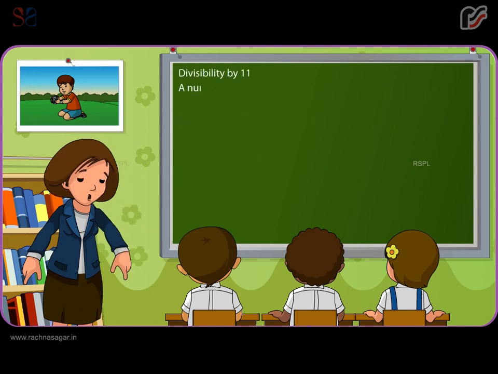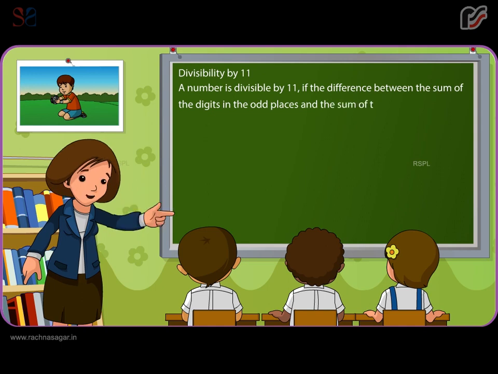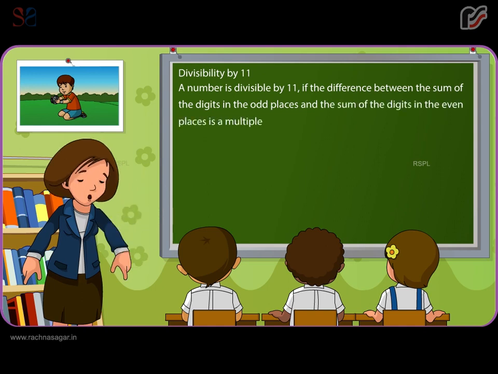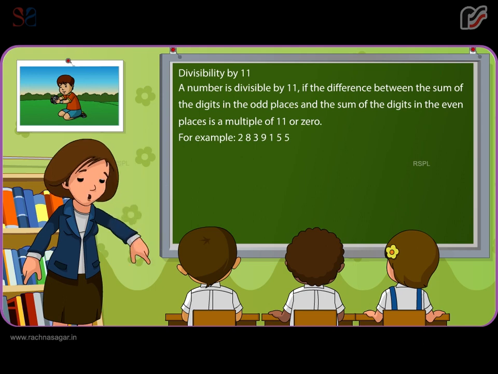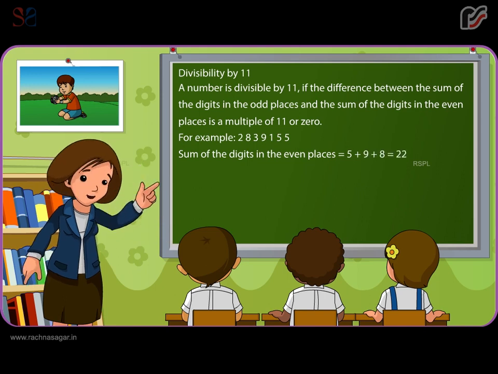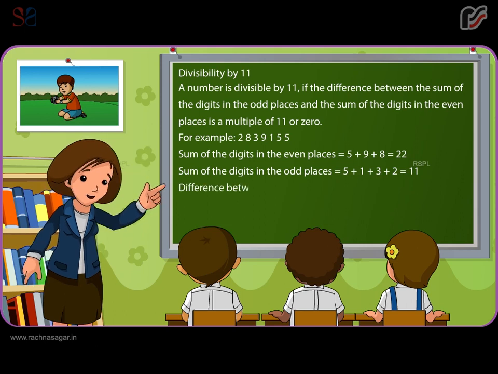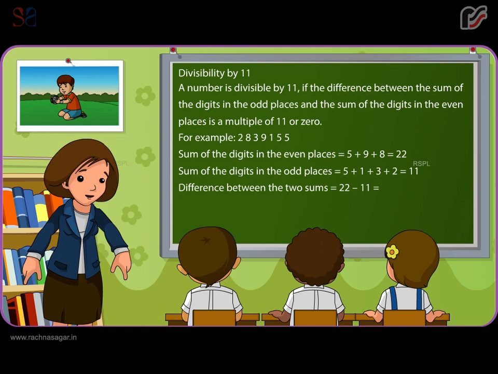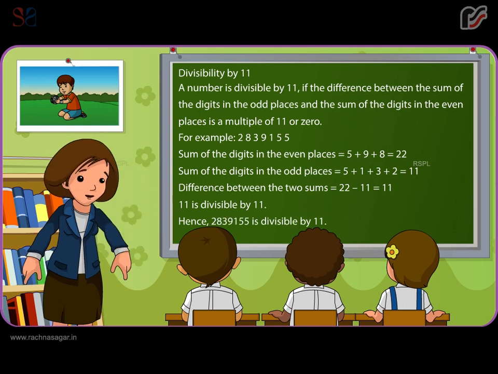Divisibility by 11. A number is divisible by 11 if the difference between the sum of the digits in the odd places and the sum of the digits in the even places is a multiple of 11 or 0. For example, 2,839,155. Sum of the digits in the even places is equal to 5 plus 9 plus 8 is equal to 22. Sum of the digits in the odd places is equal to 5 plus 1 plus 3 plus 2 is equal to 11. Difference between the two sums is equal to 22 minus 11 is equal to 11. 11 is divisible by 11. Hence, 2,839,155 is divisible by 11.